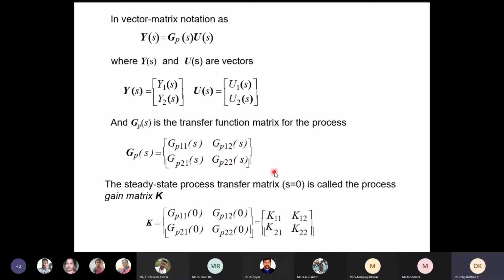The transfer function matrix at the steady state condition, that is s equals 0, is what we call the process gain matrix. So this is called the process gain matrix which you are obtaining, or the gain array. So this is actually a main important aspect with regard to any multi-loop system.